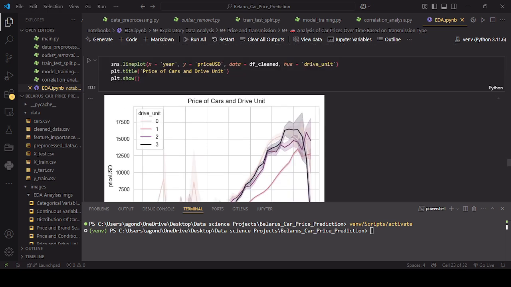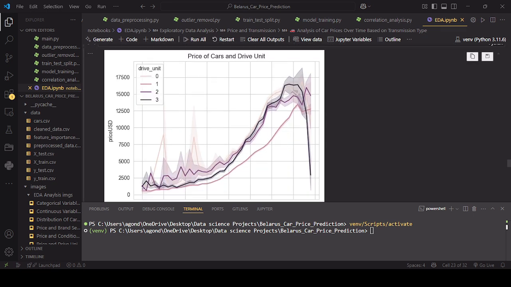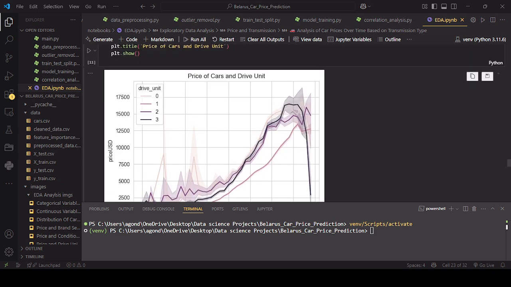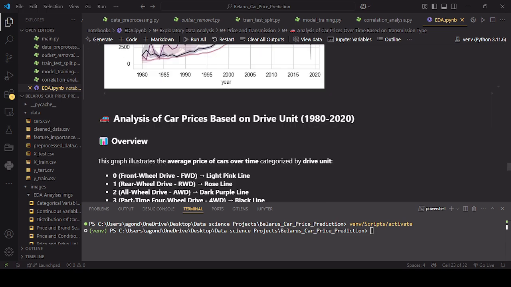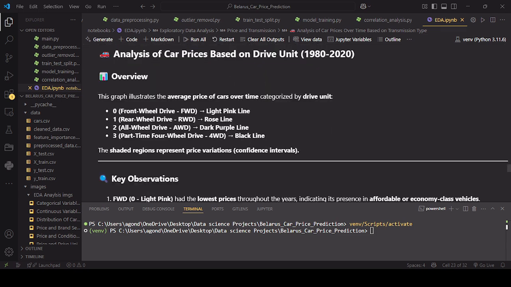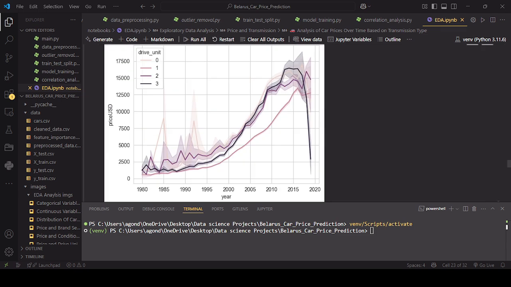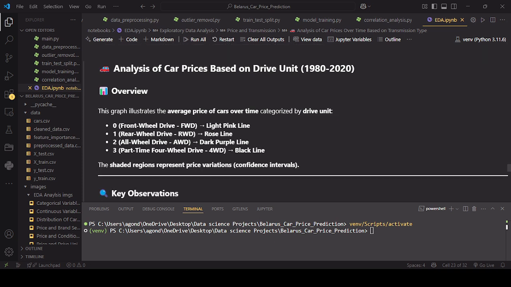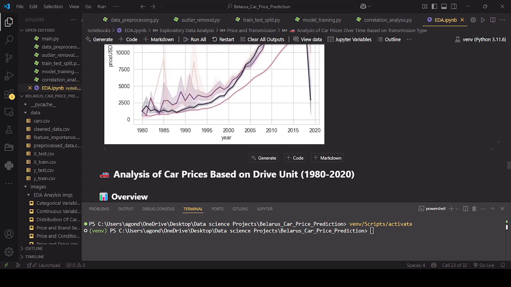Okay, then we have taken the price of the cars and drive unit. Right here 0 is front, 1 is rear, then all, then part time.